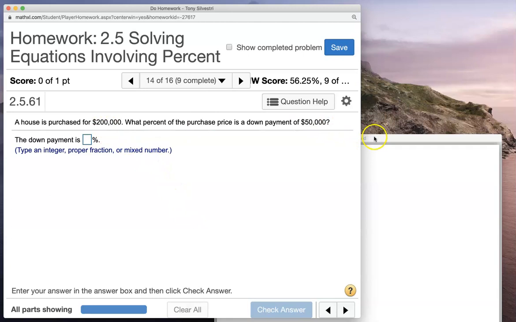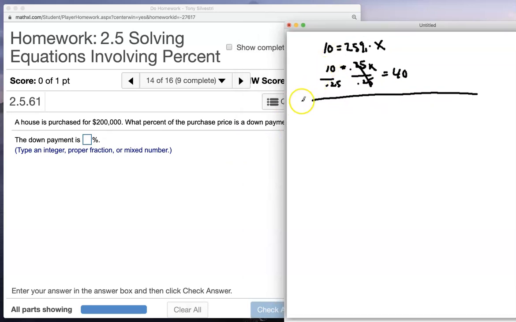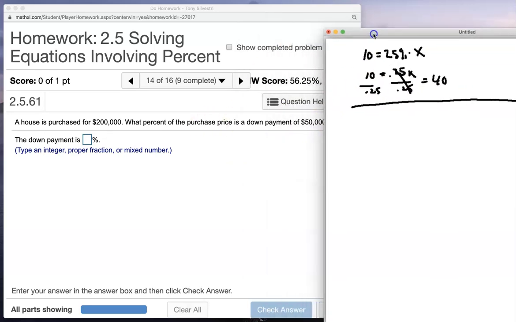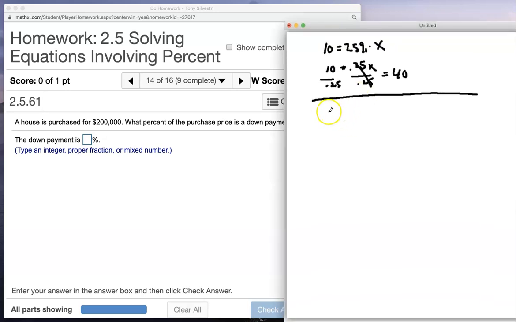Okay, what do we got here? This might be useful because people buy houses and stuff. Let's take a look. A house is purchased for $200,000. What percentage of the purchase price is a down payment of $50,000? 25%. Okay, here's what they're saying.